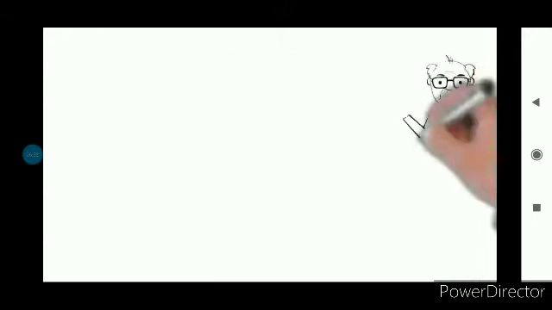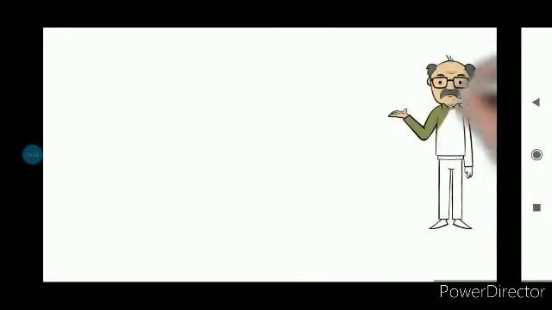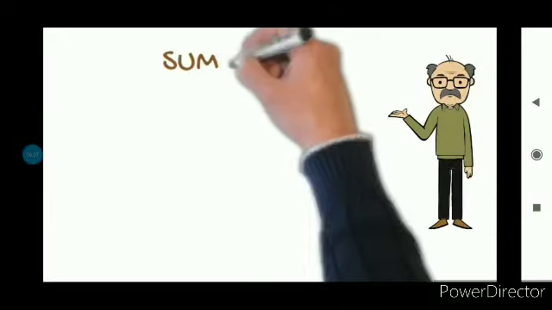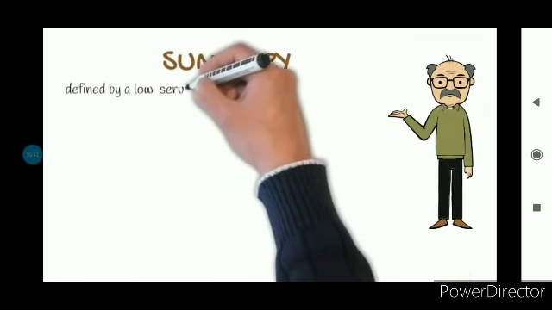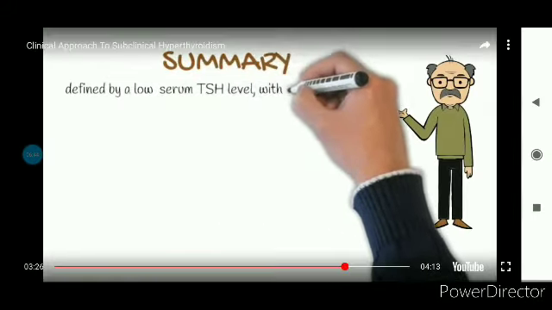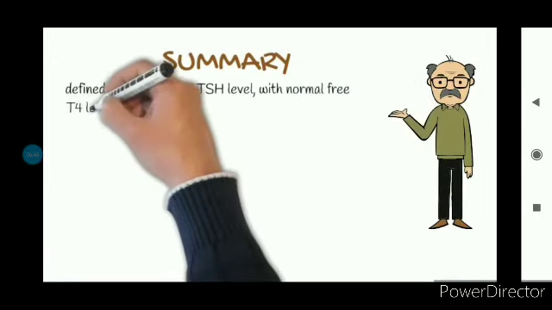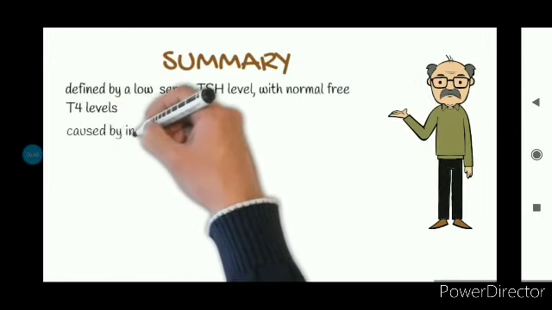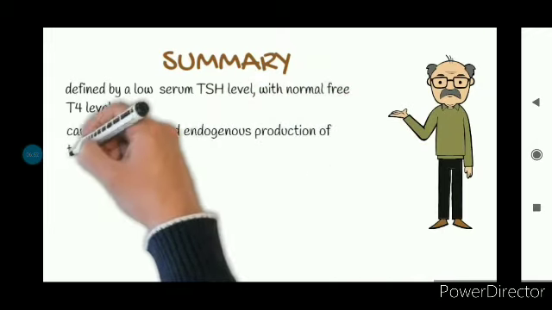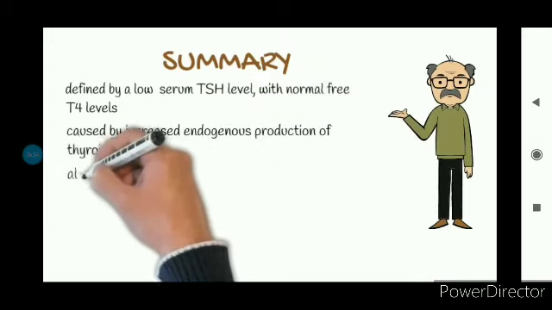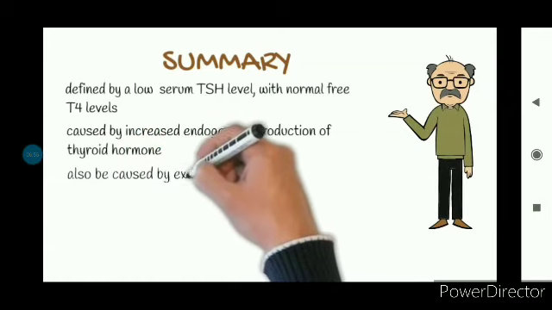In summary, subclinical hypothyroidism is defined by a low serum TSH level, with normal free T4 levels. It can be caused by increased endogenous production of thyroid hormone, for example in Graves' disease, toxic nodular goiter, or transient thyroiditis. It can also be caused by excessive replacement therapy.